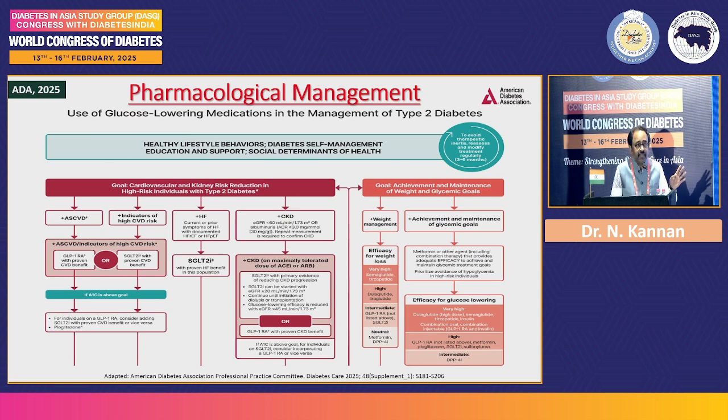Very important slide. This is the latest ADA 2025 standard of care. We know that previously we used to start metformin, then SU, and so on. Now, even before metformin, if a patient has established ASCVD or risk for ASCVD, or established HF or risk for HF, or established CKD, there are modern drugs. We have SGLT2 inhibitors, we have GLP-1, and now there are both GLP and GIP. We can utilize these molecules like empagliflozin, dapagliflozin, liraglutide, semaglutide.